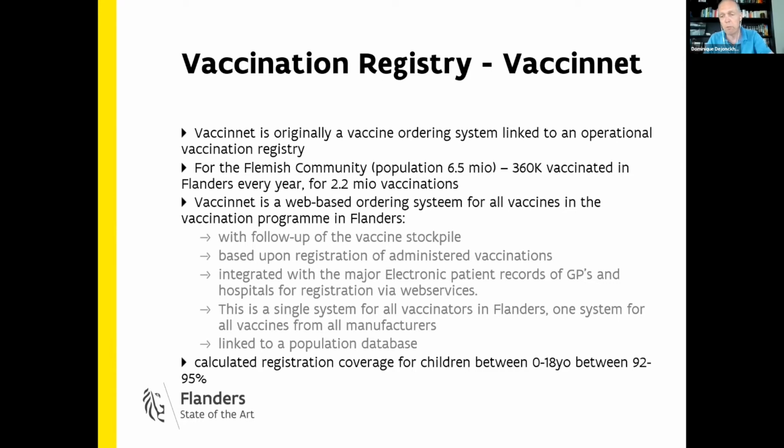So in Flanders, we have a population of 6.5 million citizens. And every year in Flanders, 360,000 people are vaccinated for about 2.2 million doses or different vaccinations. Mostly for young children, but we also accept registrations for travel medicine and vaccinations for people that are above 18 years old.